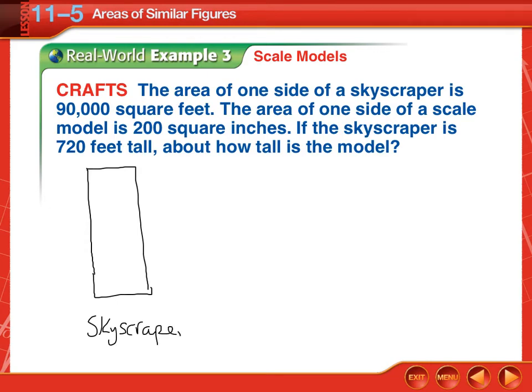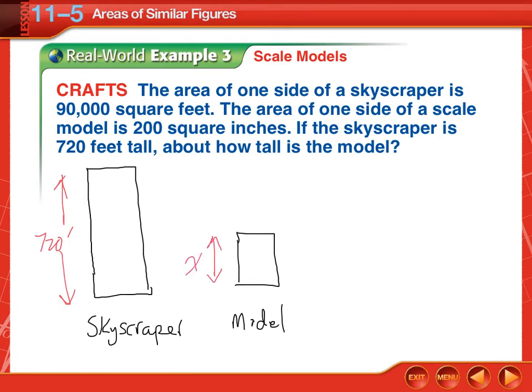And we've got some model here of the skyscraper, and clearly I don't have this drawn to scale. We know that this is 720 feet tall, and we're being asked for this. How tall is the model? We also know that the area here of the skyscraper is 90,000 square feet, and the area here of the model is equal to 200 square inches.